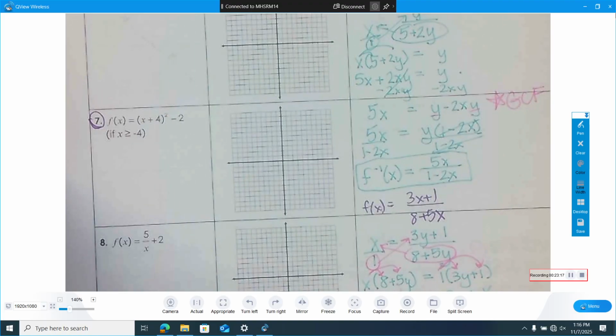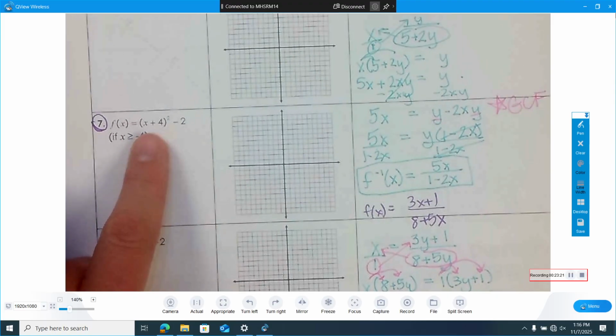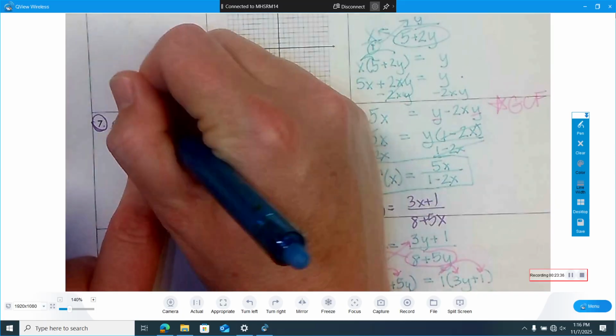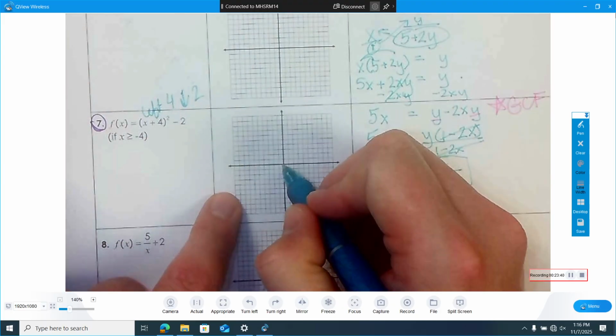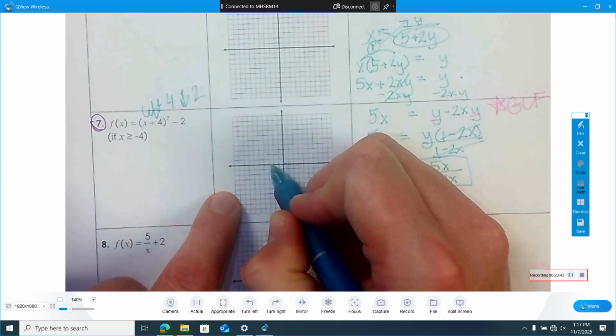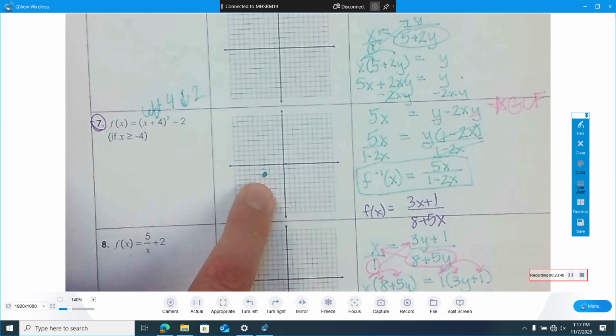All right, so I want to look at number 7 really fast because I want to talk about the domain. And so this is the last one we're going to do. First of all, what shape is this number 7? Parabola. Yeah, it's the squaring function. It's a parabola. It's been shifted. How has that parabola been shifted? Left 4, down 2. Excellent. So it's been shifted from 0, 0. It went 1, 2, 3, 4 to the left and down 2. So here is its vertex. Its minimum value is right there, and it'd be a parabola up from there.